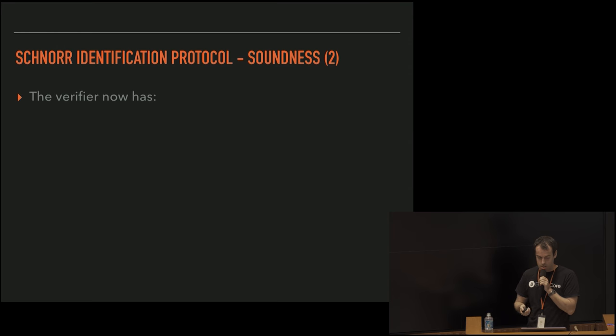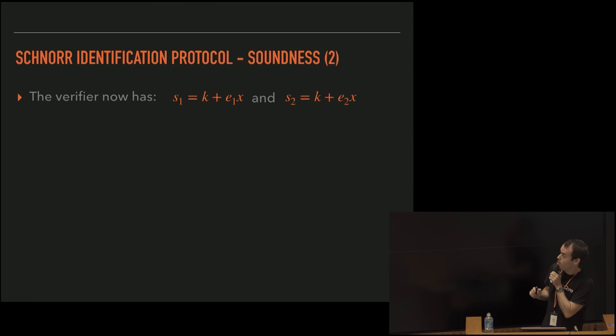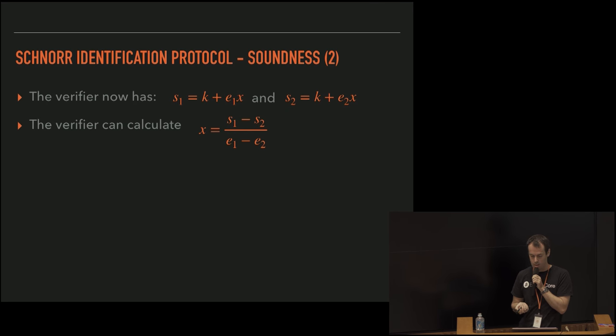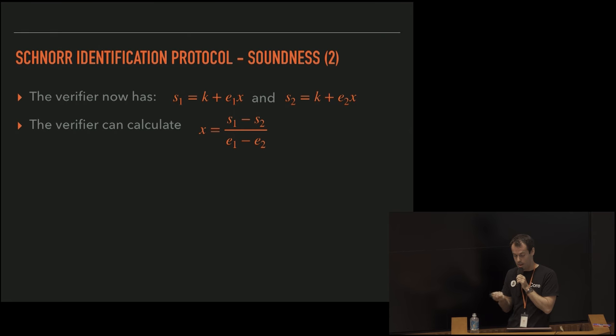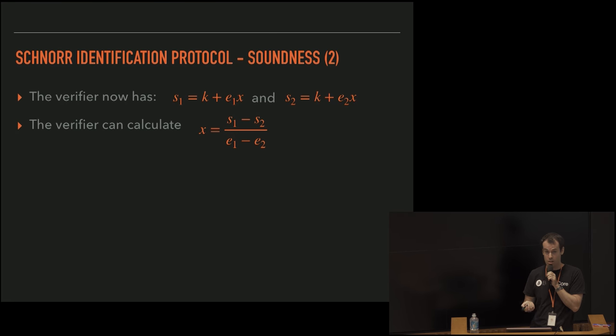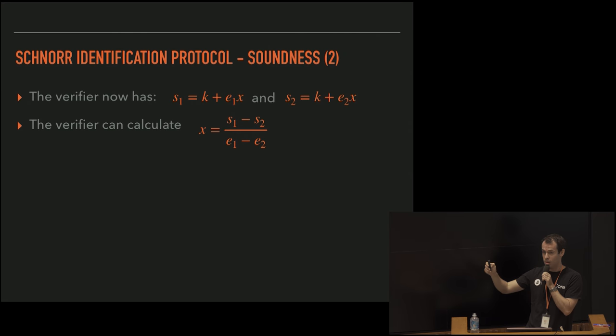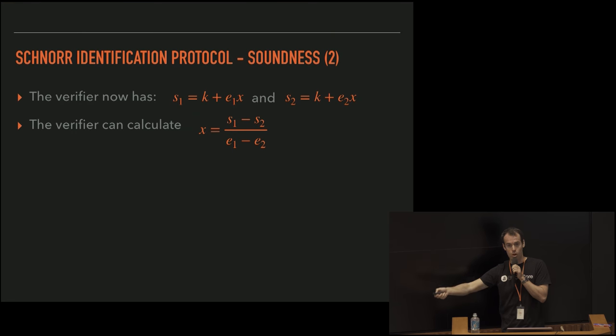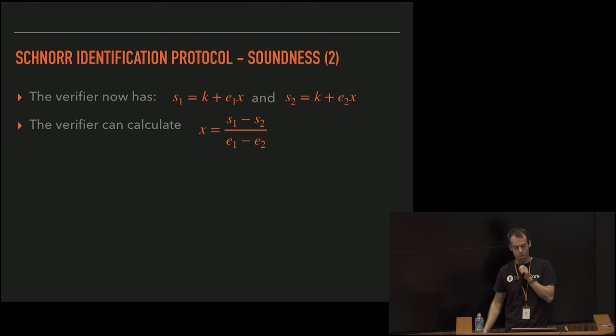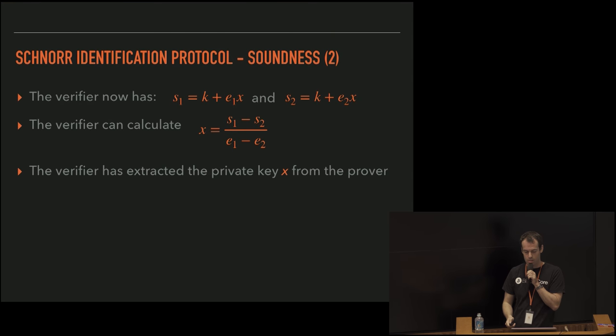The verifier now has S1 and S2. S1 equals K plus E1X, S2 equals K plus E2X, and the verifier can calculate X, the private key. So if I can move forwards and backwards in time, but do nothing else, I can work out what your private key is just by challenging you twice after the same commitment. So the verifier has extracted the private key from the prover.